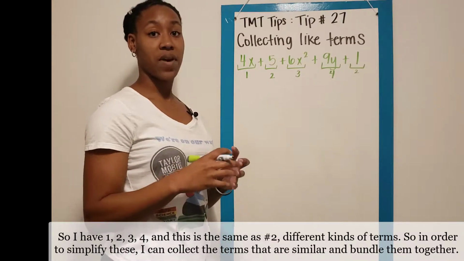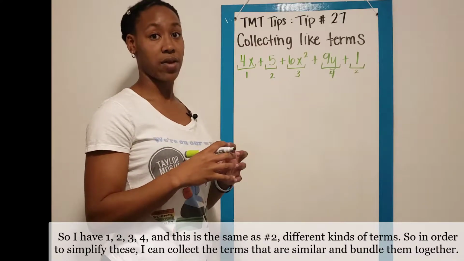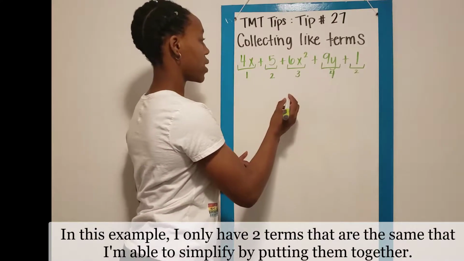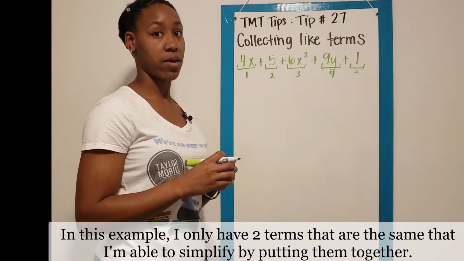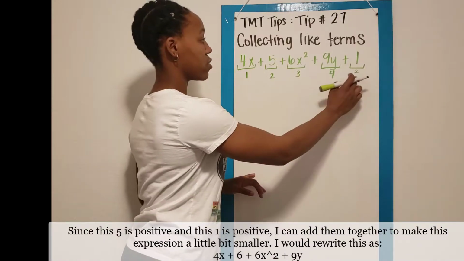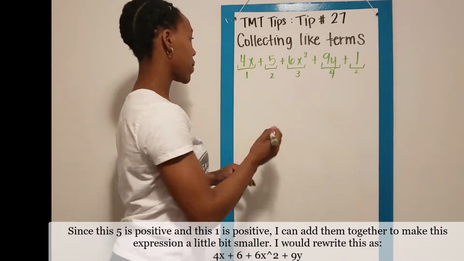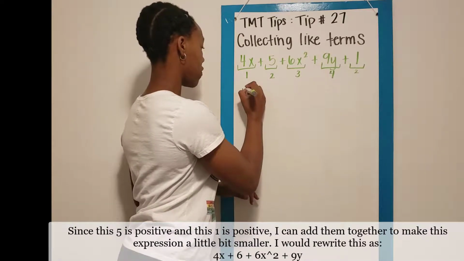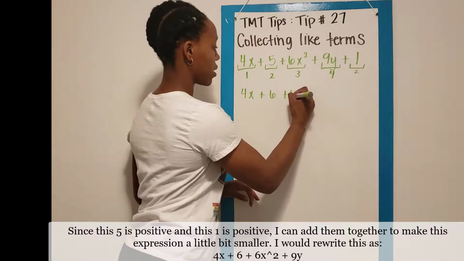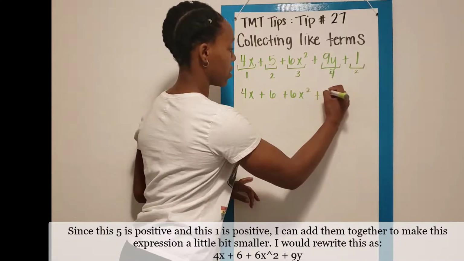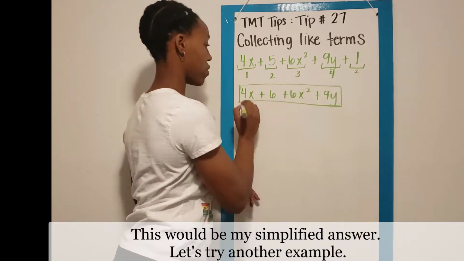So in order to simplify these, I can collect the terms that are similar and bundle them together. In this example, I only have 2 terms that are the same that I'm able to simplify by putting them together. Since this 5 is positive and this 1 is positive, I can add them together to make this expression a little bit smaller. So I would rewrite it as 4x plus 6 plus 6x squared plus 9y. And this would be my simplified answer.